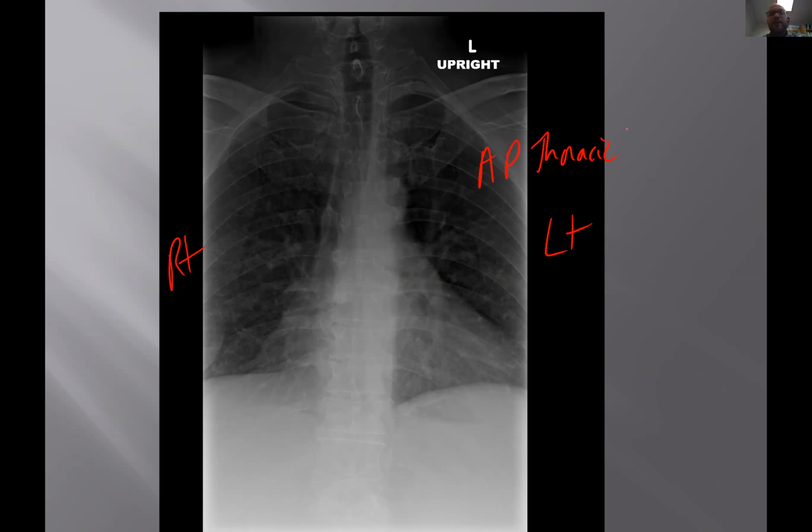Here's why. Number one, AP causes magnification. Number two, a 40-inch tube to film distance for thoracic causes magnification. With chest films, you're supposed to take two deep breaths in, and that reduces magnification. So if you get a proper chest film, then you'll know if you have cardiomegaly, and this heart's normal. Okay, keep looking.